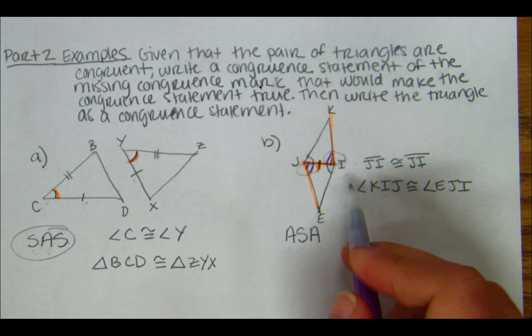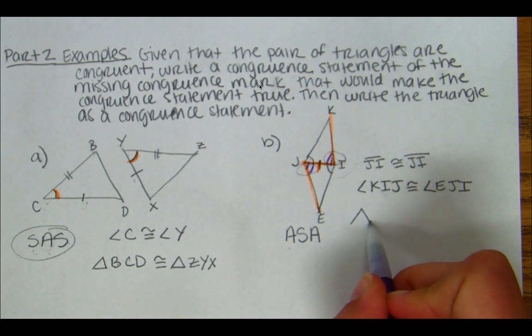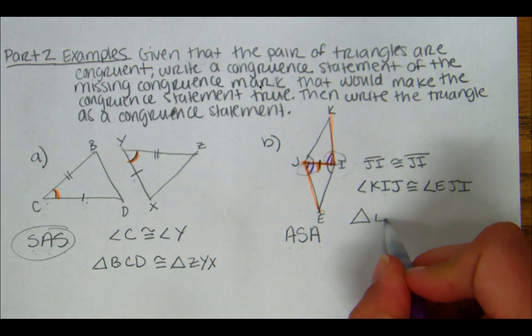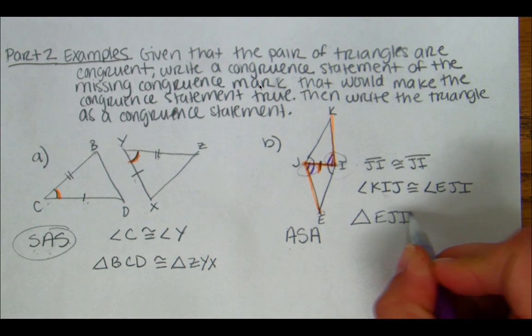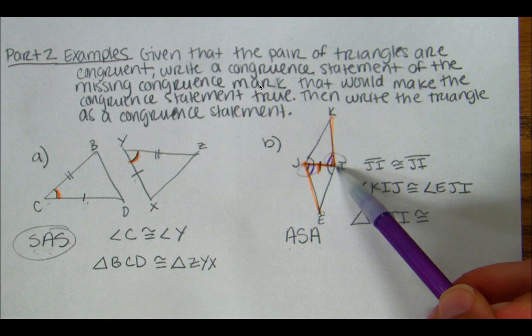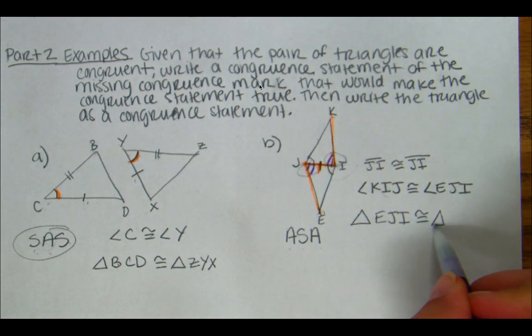And then lastly, I'm going to state that this triangle is congruent to this triangle. Again, the order matters. So triangle EJI is congruent to KIJ. Notice the markings have to match up.